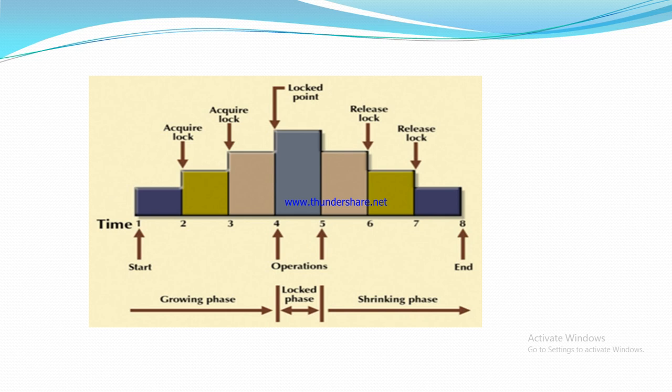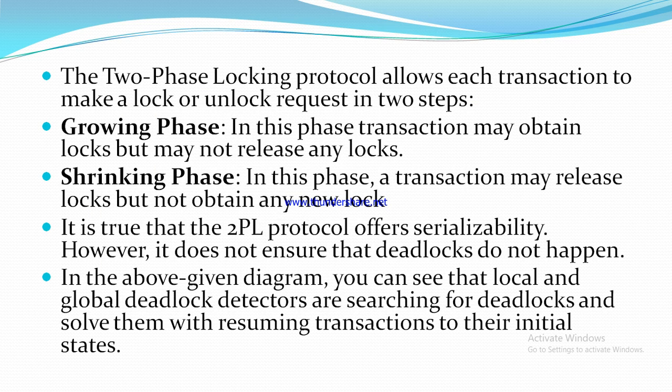So this is an example of the phases executed in the locking system. First acquiring the lock, that is the growing phase, then executing the operations, that is the locked phase, and then the shrinking phase that releases the lock. So basically the two-phase locking protocol allows each transaction to make a lock in two steps: the growing phase and the shrinking phase. The growing phase means obtaining locks but not releasing any locks. The shrinking phase means transactions may release locks but not obtain new locks.